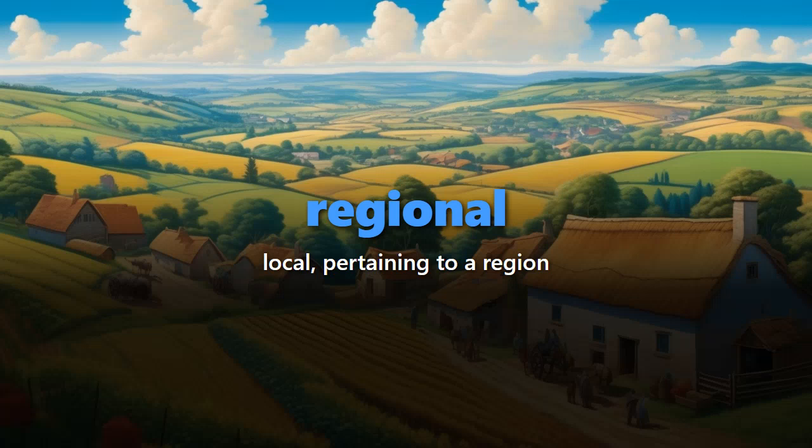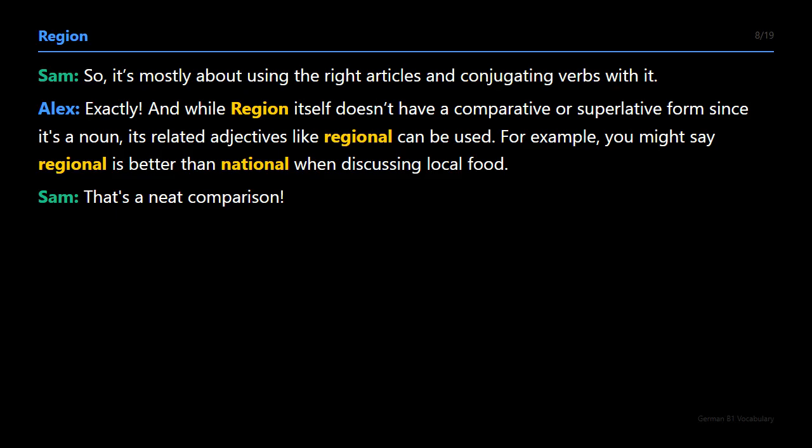So, it's mostly about using the right articles and conjugating verbs with it. Exactly. And while Region itself doesn't have a comparative or superlative form since it's a noun, its related adjectives like regional can be used. For example, you might say, Regional is better than national, when discussing local food. That's a neat comparison.